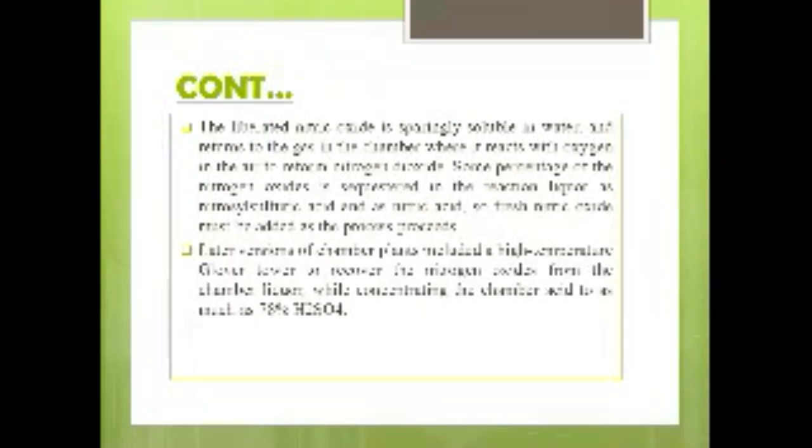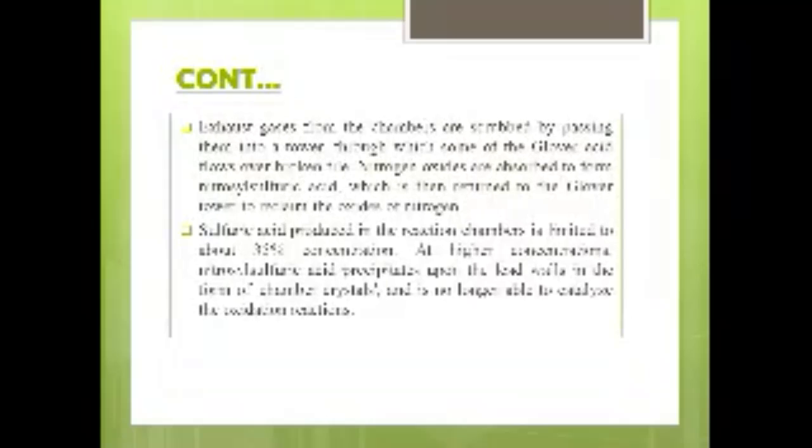Later versions of chamber plants included a high temperature Glover tower to recover the nitrogen oxides from the chamber liquor, while concentrating the chamber acid to as much as 78% sulfuric acid. The exhaust gases from the chambers are scrubbed by passing them into a tower through which some of the Glover acid flows over broken tile. Nitrogen oxides are absorbed to form nitrosyl sulfuric acid, which is then returned to the Glover tower to reclaim the oxides of nitrogen.